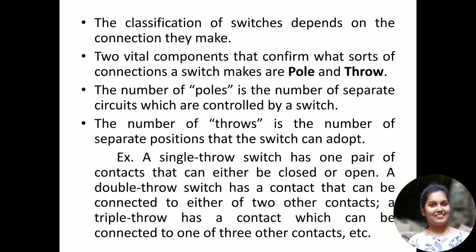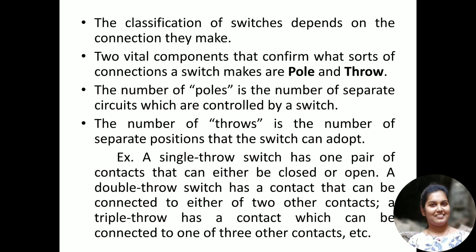For example, if we take a fan regulator, the fan regulator has 5 or 6 different speed control positions. So we can say that the number of throws for a fan regulator is 5 or 6. The number of positions that it is taking shows the number of throws that particular switch has.